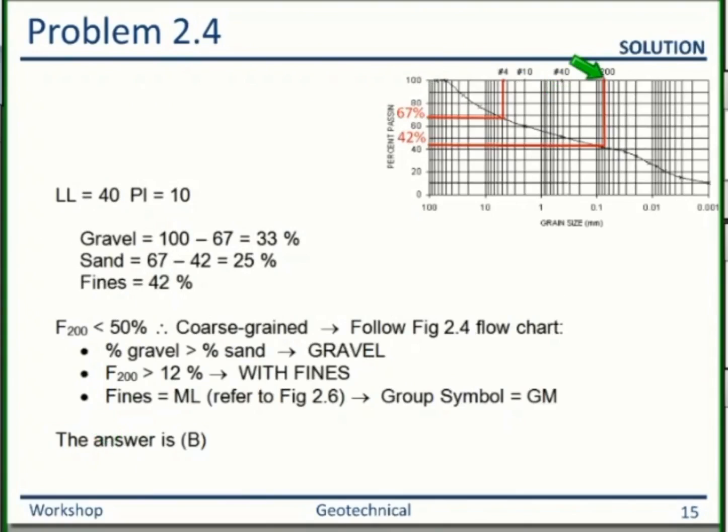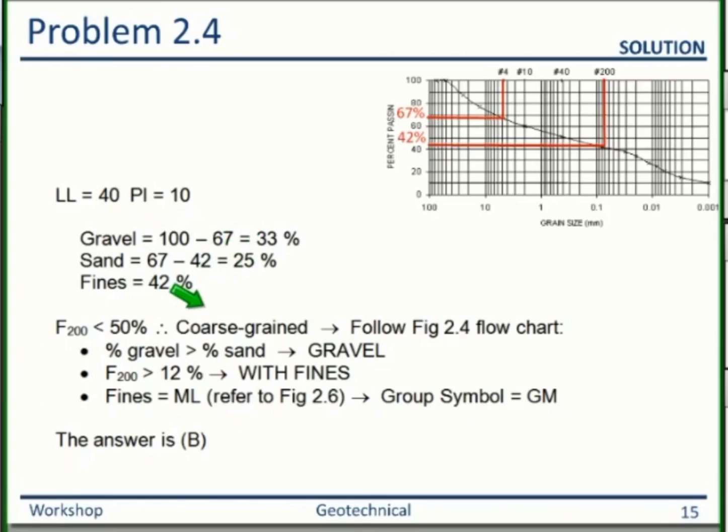First of all, draw a vertical line at number 200 on the given curve to read the percentage passing. So 42% is passing through the number 200 sieve and 58% is not passing. Out of that 58%, for the percentage passing the number 4 sieve, I draw a vertical line on the curve and read the percentage passing as 67. So 67% is passing the number 4 sieve. Therefore, the percentage not passing the number 4 sieve is 100 minus 67, which is 33, and sand is 67 minus 42, which is 25, and fines are 42. Out of that 58%, 33% is gravel and 25% is sand.